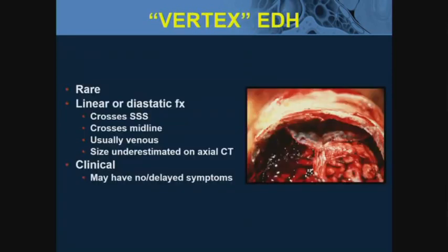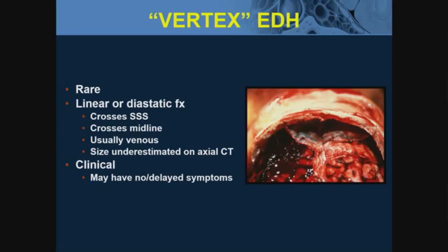Vertex epidural hematomas are rare. They typically occur when there's a linear or a diastatic fracture that crosses the superior sagittal sinus and the midline. They are usually venous, and their size is grossly underestimated on axial CT scans, even relatively thin section ones. It's going to be our coronal and sagittal reformatted scans that are most helpful in these cases. These are also difficult to diagnose clinically.